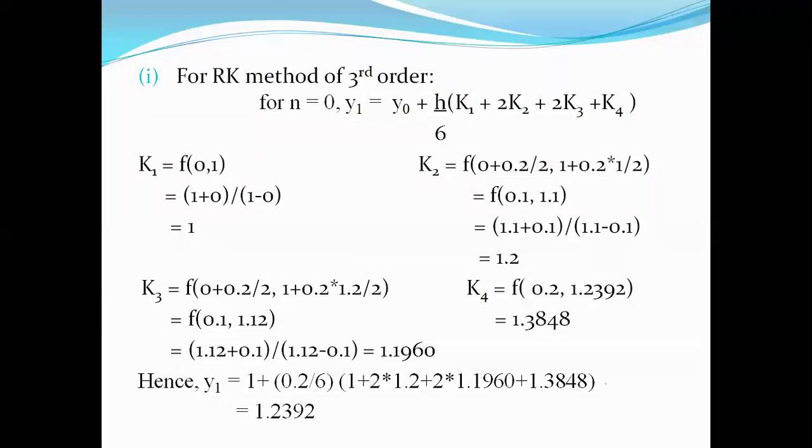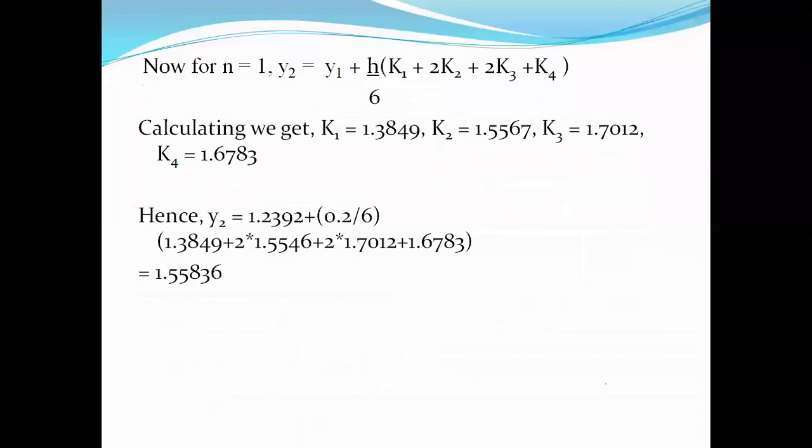So just putting the values in the formulas, we are getting K1 as 1, K2 as 1.2, K3 as 1.1960 and K4 as 1.3848. Okay. Now putting the values in Y1, we are getting Y1 as 1.2392. Okay. But we have to find Y2. So again, using this value of Y1, we are finding Y2. In order to find Y2, we are putting N is equal to 1.